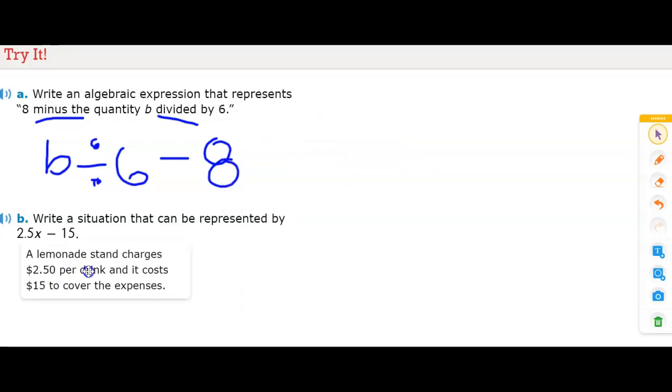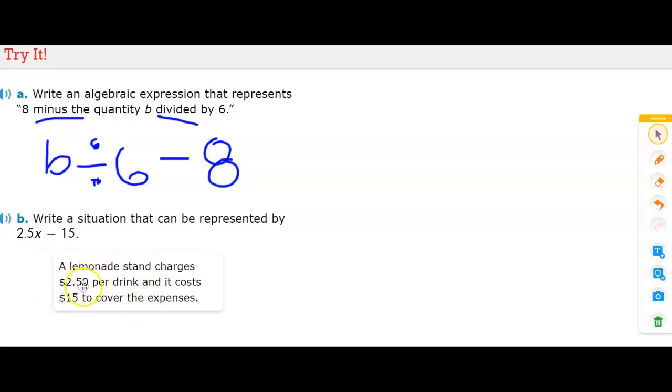Now in this situation, it shows the $2.50 per drink, so the per drink is the x, and shows multiplying it, and then the cost to cover expenses. So when you run a business, there's money that has to go out or you have to spend to run that business, and for this stand they have to spend $15 to keep their stand going. So that's a situation, and again, this is just one situation. You can come up with multiple situations.